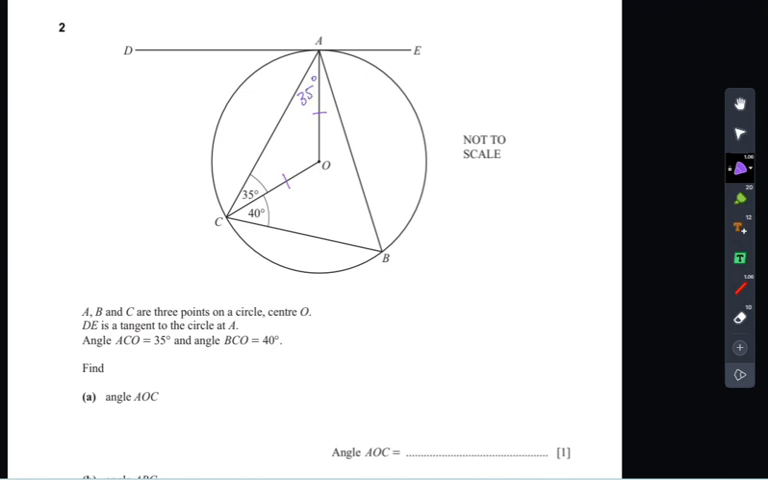Okay, that 35 there automatically. What does that mean? 35 plus 35 is 70. So this means this is 110 degrees to make it 180. And then half of 110 is 55 degrees. So this is 55 degrees. Remember, angle subtended by the same chord at the center is twice the angle at the circumference, right?